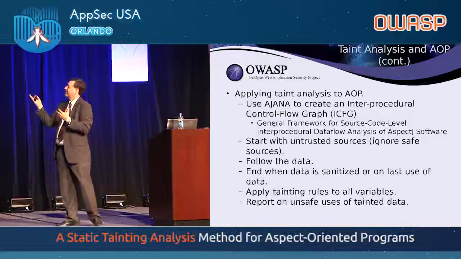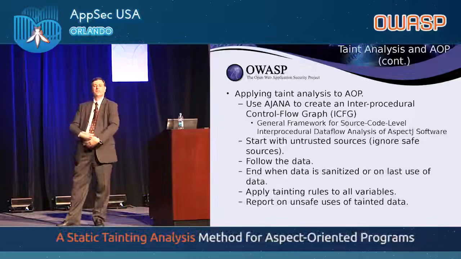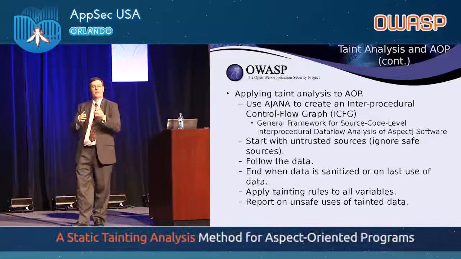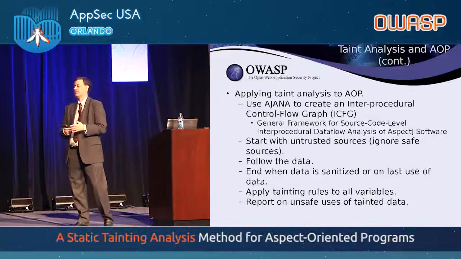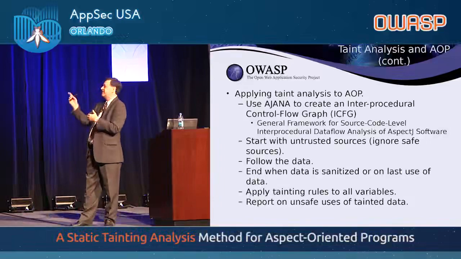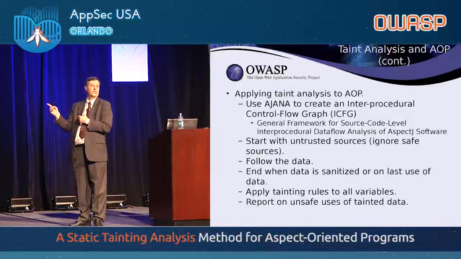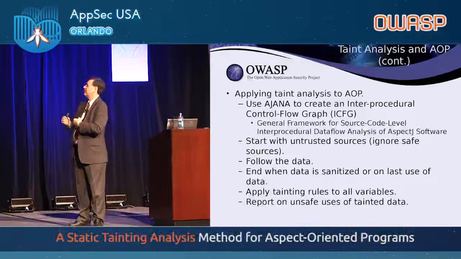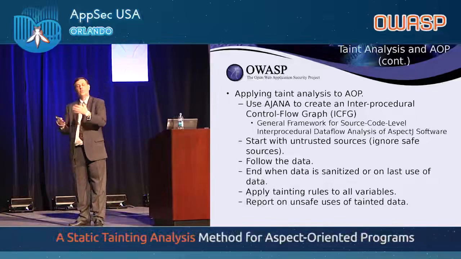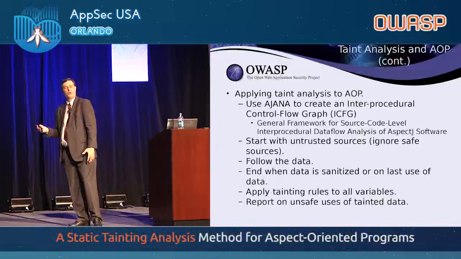The logic really is you just start with the untrusted sources. I don't care about all the safe stuff, so I'm going to filter out all the safe stuff. I'm only going to be looking at data that starts with an untrusted source, and follow that data wherever it needs to go until it's either been sanitized, in which case I'm not interested in it anymore because now it's safe, or the last use of the data. Hopefully it hasn't been used in some unsafe manner. If it has, I'm going to report it.